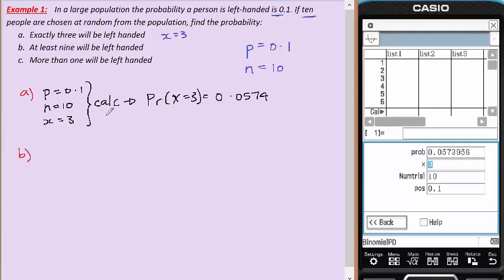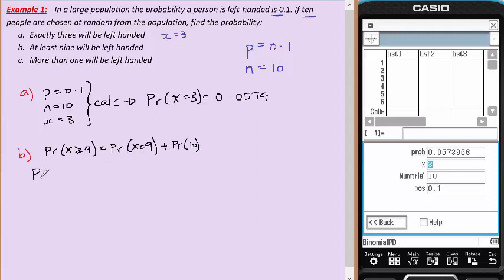For part B, this is a question where we need to use the cumulative because we have at least 9. We can do this two ways. We can either say that at least 9 means 9 and 10, and add them up, or we can do it by the calculator. Let's do it both ways. So the first way, we can say the probability that there are at least 9 equals the probability that there are 9 plus the probability that there are 10.